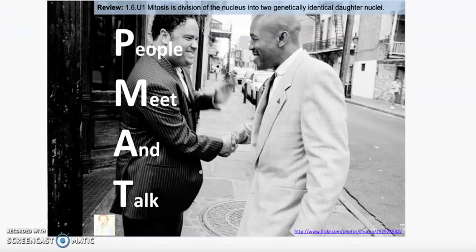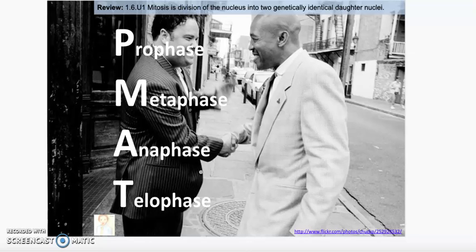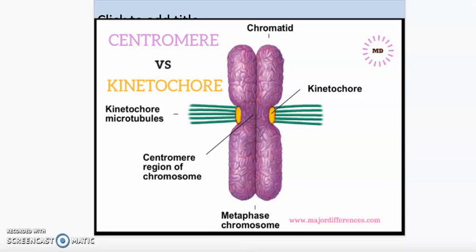so first thing I want to do is review a little bit of 1.6 because mitosis is very much related to meiosis, and I think it's important to remember this acronym PMAT, right? And if you can't remember PMAT, maybe you can remember people, meet, and talk to help you remember the stages of mitosis. These are also the stages of meiosis, but they happen twice, right? So instead of just prophase, metaphase, anaphase, telophase, it's prophase 1, metaphase 1, anaphase 1, telophase 1, and then we go into prophase 2, metaphase 2, anaphase 2, telophase 2.